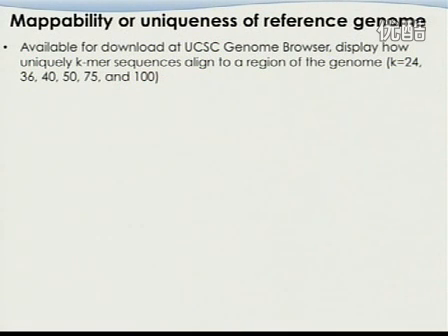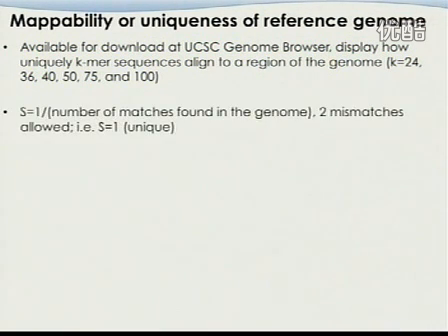So mappability, or other people call it uniqueness of the reference genome. We are talking about how different parts of the genome are so repetitive. But the point is, which part of the genome is repetitive? Is there any way that we can find that out? So actually there is. Some smart people already did a calculation, calculating whether a part of the genome is very similar to other parts of the genome as well. It's available for download at the UCSC Genome Browser and displays how uniquely a K-mer sequence aligns to a region of the genome. And K is 24 up to 100.